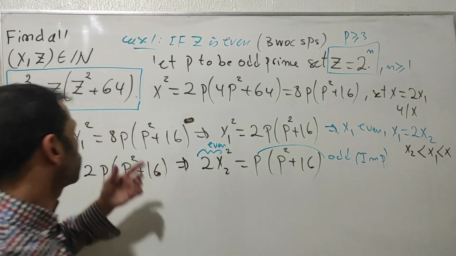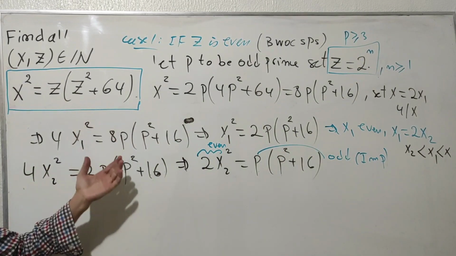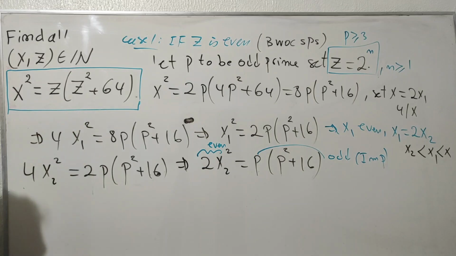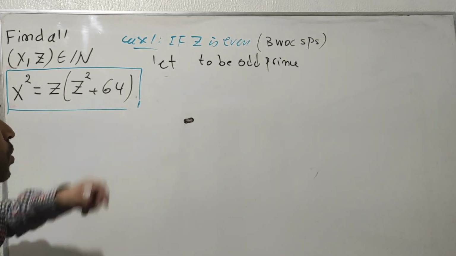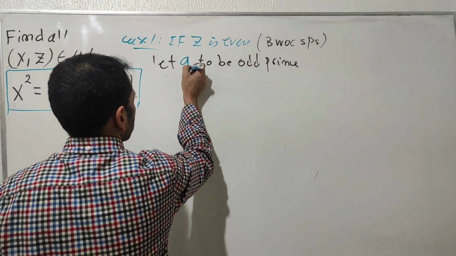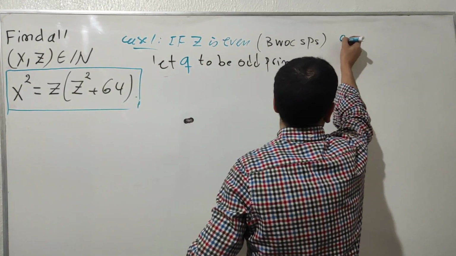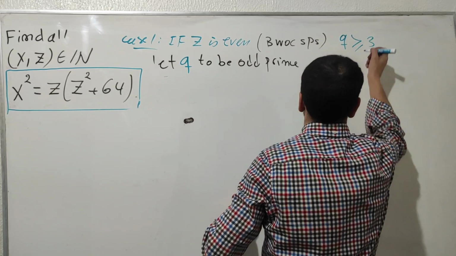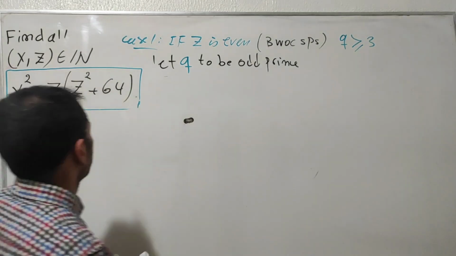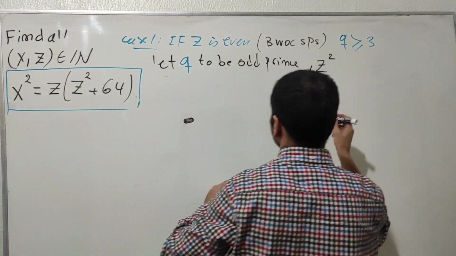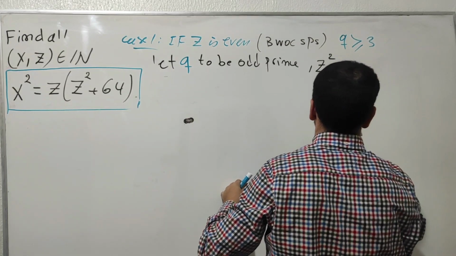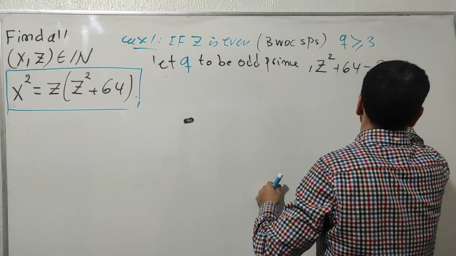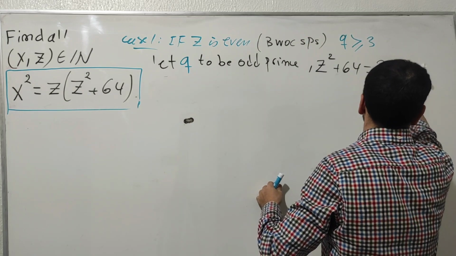We need to prove this one is a power of 2 as well. Now let's get rid of this one and move on to this one. I'm going to do almost the same thing but on this one now. So let q be a different prime, where q is always greater than or equal to 3. So I will have this term, which is z squared plus 64, which equals 2 multiplied by q.